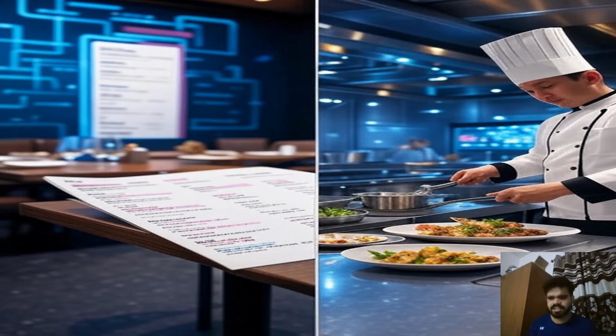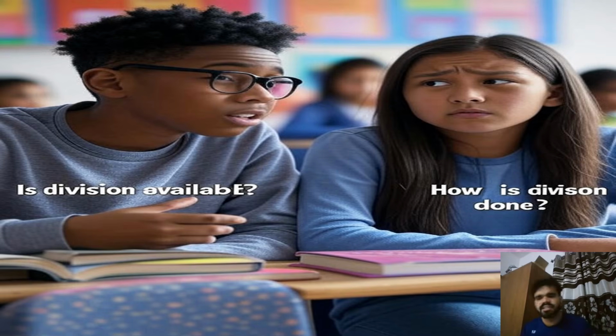So let me tell another example as well. You can see this, right? There are two students in the class. One is asking one question and another is asking another question. Is division available, and how is division done? So we can categorize this into computer architecture and computer organization, right?